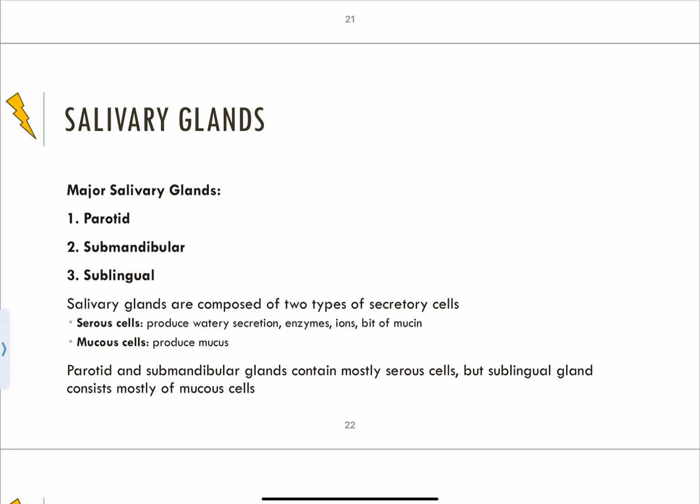The first one's your parotid gland. We also have our submandibular gland and our sublingual gland. This is just giving you an overview of the type of cells that they're composed of. We have two main types. Serous cells produce the watery secretion along with enzymes, ions, and a bit of mucin. Our mucus cells produce mucus. Our parotid and submandibular glands contain mostly serous cells, but the sublingual gland consists mostly of mucus cells. So mucus production is going to be the primary goal of our sublingual glands.